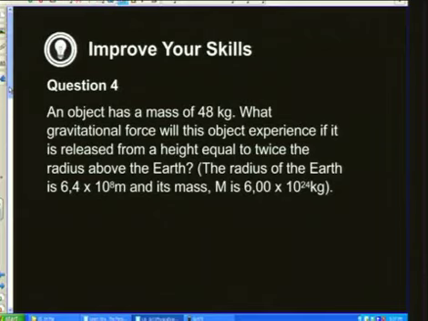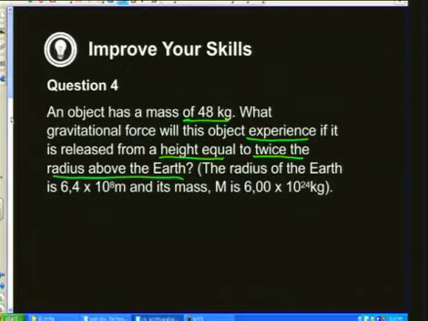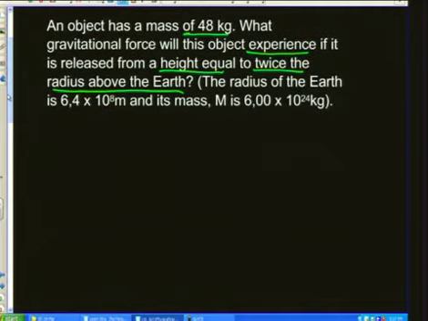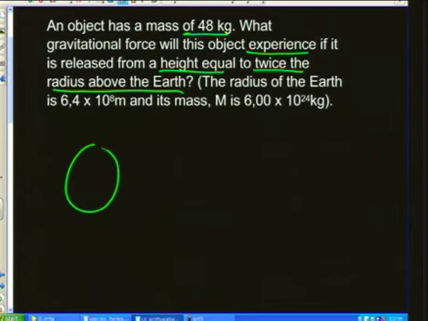It says, an object has a mass of 48 kilograms. What gravitational force will this object experience if it is released from a height equal to twice the radius above the Earth? And then they give you the data. This is a question that came to us on the help desk the other week, and I want you to think about it very carefully, because the easiest way to do this is to draw a diagram.